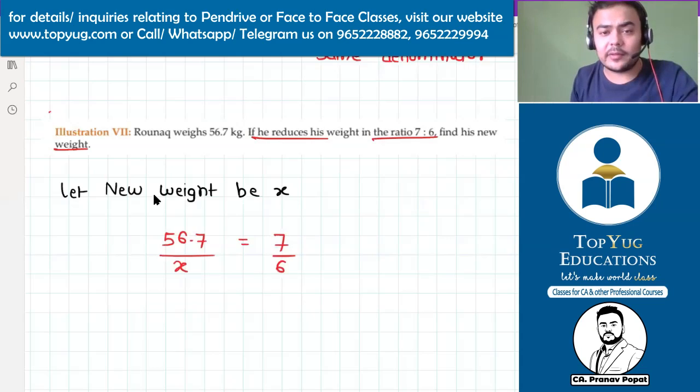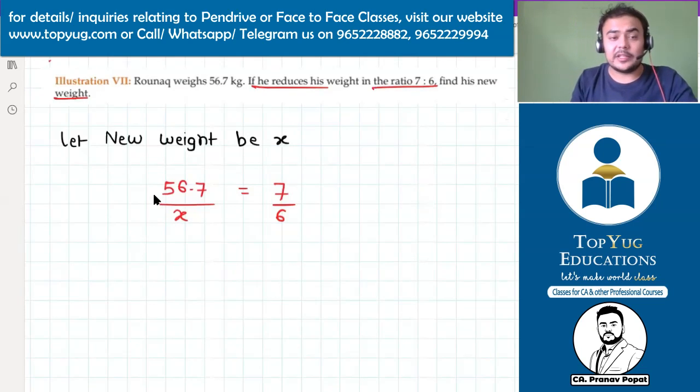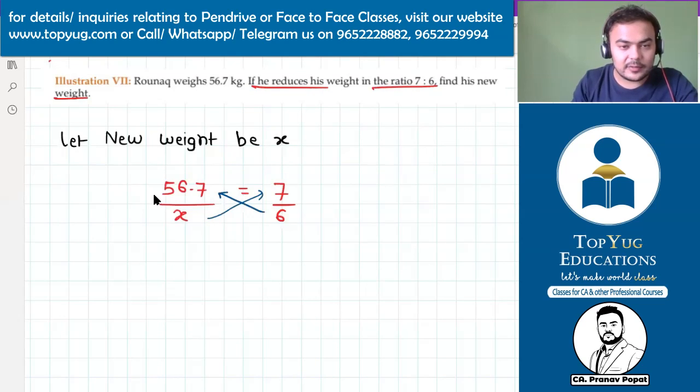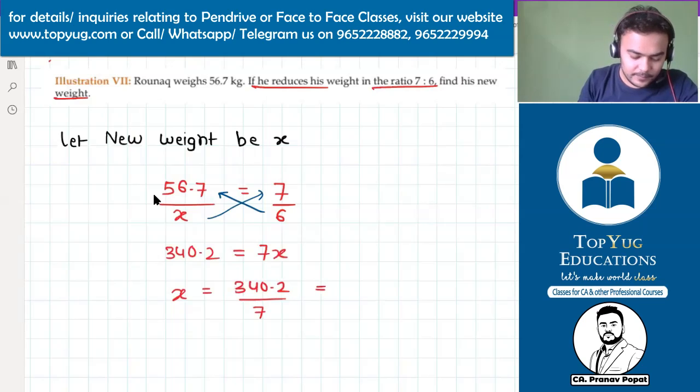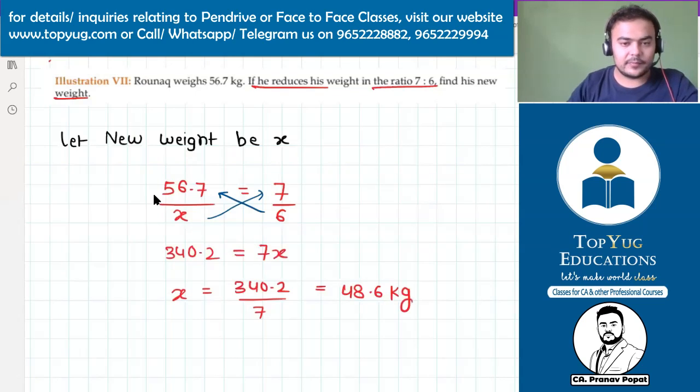Now, sir, how can we solve this? Just by doing cross multiplication. This and this. So you will get 56.7 into 6 is 340.2, equal to 7x. Then x is equal to 340.2 divided by 7, which is 48.6 kg. Most of you have given the correct answer. So these kinds of illustrations we should be able to do.